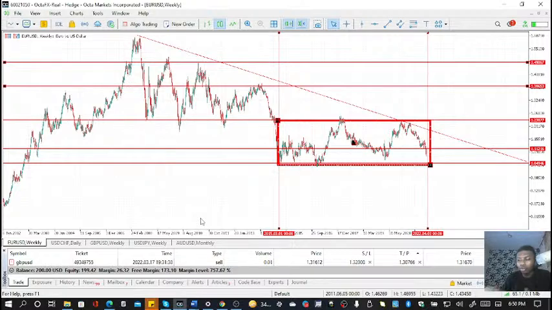So you don't want to just go all in on a particular trade with a big lot size. It might be more risky than you think.